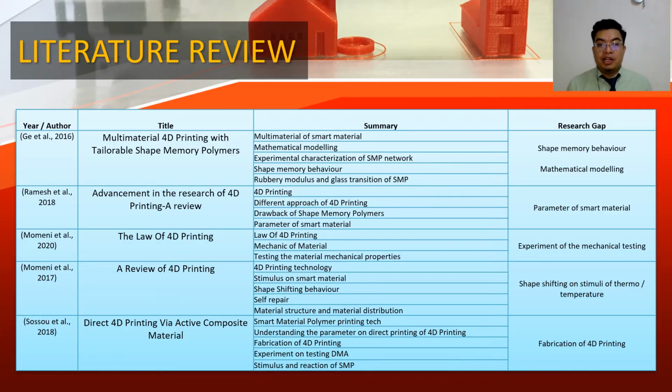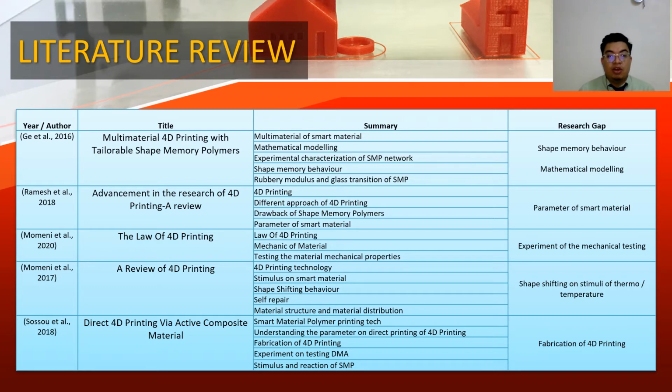Now I will explain about the literature review of this study. For this study, I have done some research and read more than 30 journals to complete this study, and I have summarized these 5 journals that are most related to my case. For each journal I have summarized some points as you can see on the table, and I have taken some points on my research gap that are related to my study.